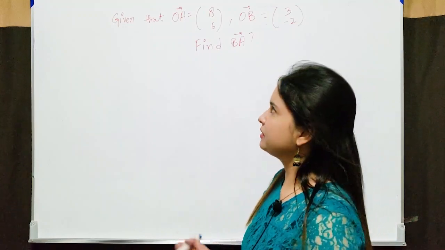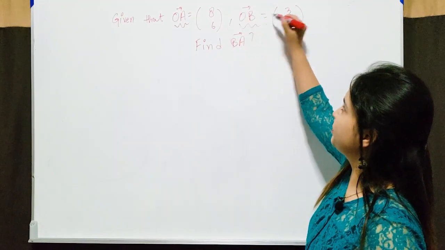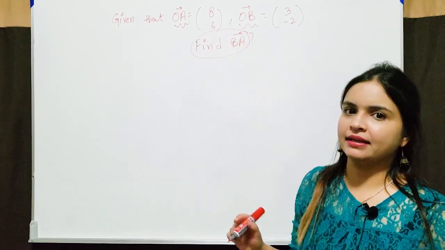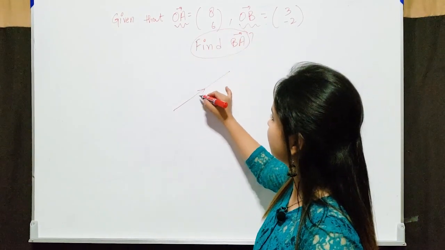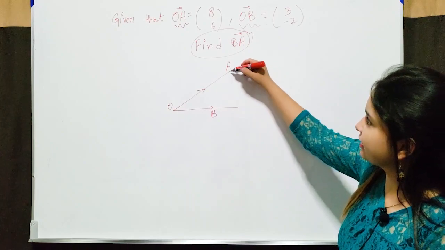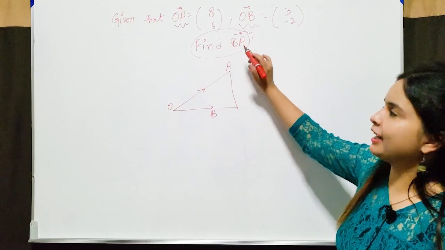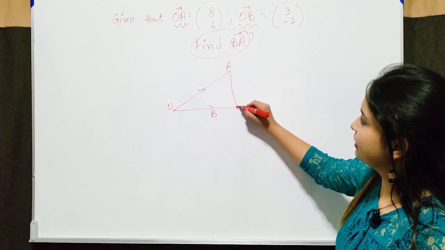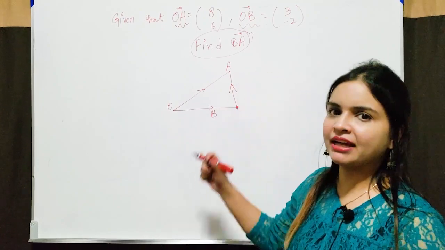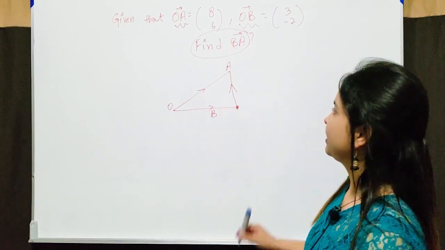Look at the next question. It is given that OA is (8, 6), OB is (3, -2). I have to find the value of vector BA. First draw these two vectors, OA and OB. Okay, join the third side, AB. Now, the question is find BA. That means starting point is my B. So, I will make my arrowhead in the upward direction. Now, this becomes a triangle. You have 3 vectors, OA, OB and BA. Use triangle law.